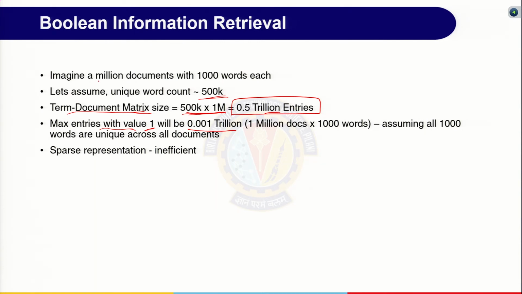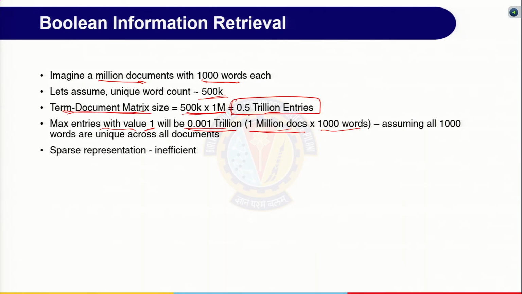Why? Let us assume each document has 1000 words and all the 1000 are unique, never seen across other documents. Even in that case, if you take 1 million docs with 1000 unique words in each doc, we would only get up to 0.001 trillion entries in this particular term document matrix.